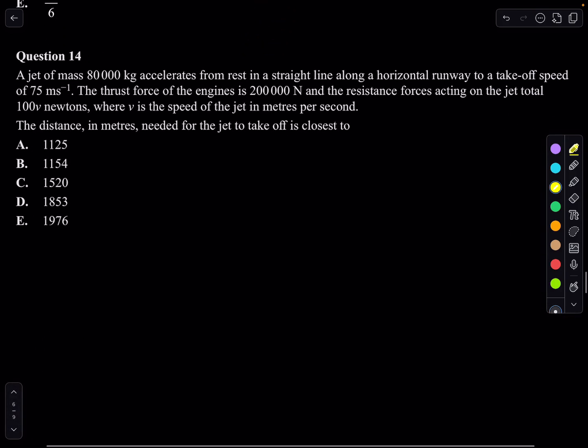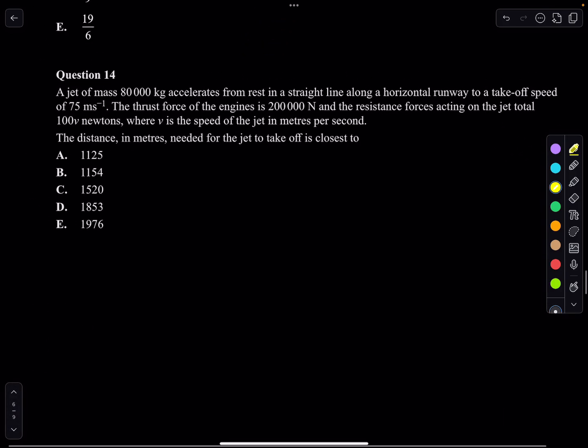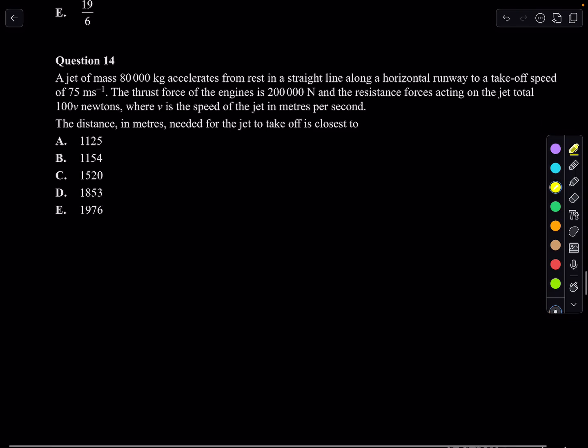Question 14. A jet of mass 80,000 kilograms accelerates from rest in a straight line along a horizontal runway to a takeoff speed of 75 meters per second. The thrust force of the engines is 200,000 newtons, and the total resistance force acting on the jet is 100v newtons, where v is the speed of the jet in meters per second. The distance in meters needed for the jet to take off is closest to what?